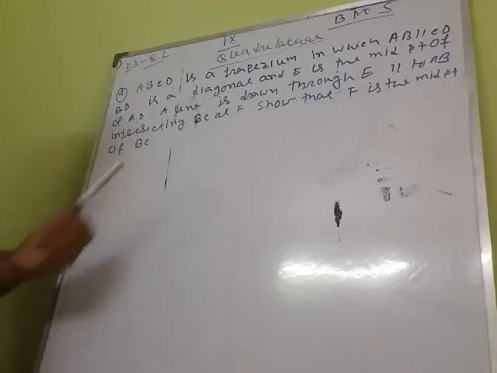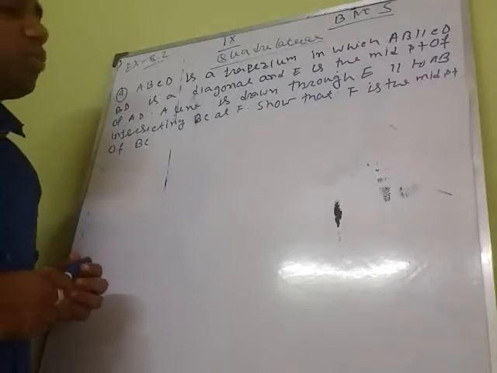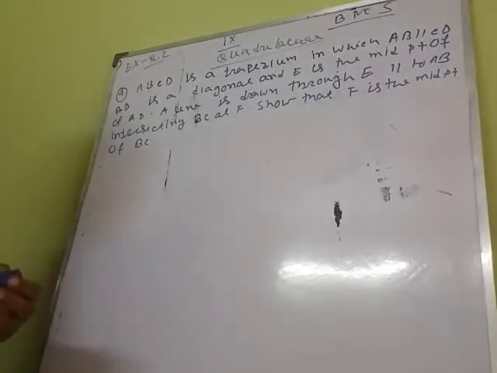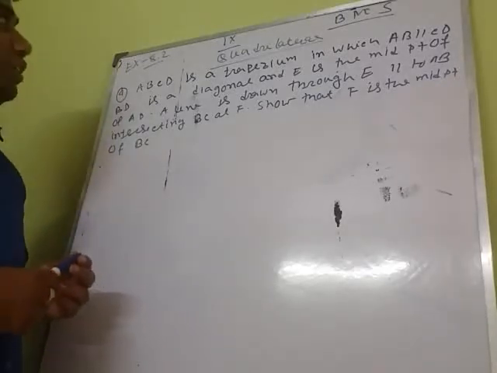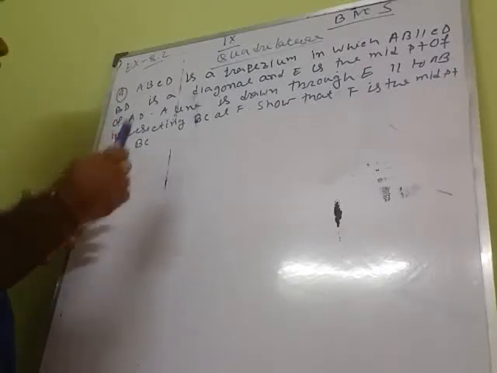Today I will solve question number 4 of exercise 8.2 of the chapter quadrilateral. Previous day we have solved question number 3. Okay students, so the statement of question number 4 is that ABCD is a trapezium.